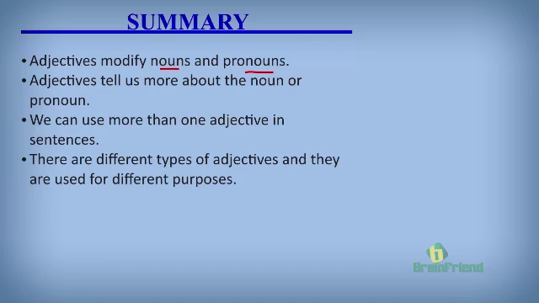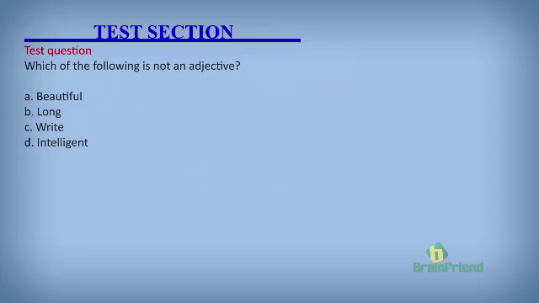Now, our test section, which is another very interesting part. Question 1. Which of the following is not an adjective? A, beautiful. B, long. C, right. And D, intelligent. Which of them is not an adjective?